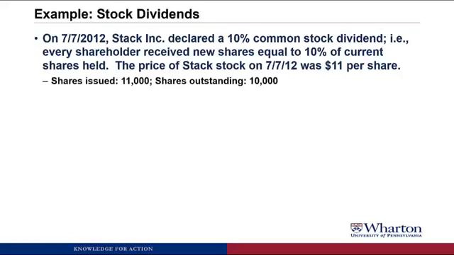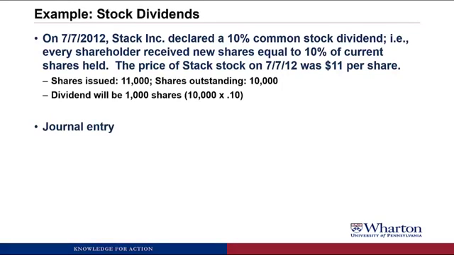So at this point, just catching us up to where we are, Stack has 11,000 shares issued, 10,000 shares outstanding, so there's still 1,000 shares held in treasury. The dividend is going to be a total of 1,000 new shares. So we take the shares outstanding times 10%, which means we're going to issue 1,000 new shares. Remember, we don't give dividends based on shares held in treasury, so the outstanding number rather than the issued is relevant here. So let me throw up the pause sign, and why don't you take a crack at doing this journal entry.